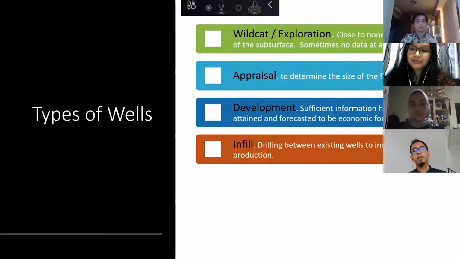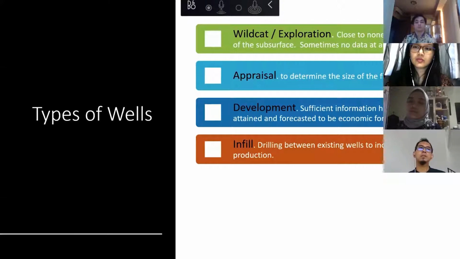Infill drilling: drilling between existing wells to increase production. Basically, you have a set of pre-drilled development wells already in that particular block, and then you think you can increase production some more, maybe by drilling at this particular spot in between well A and well B, where there might be a small lens of unproduced trap, and then you go with infill drilling.